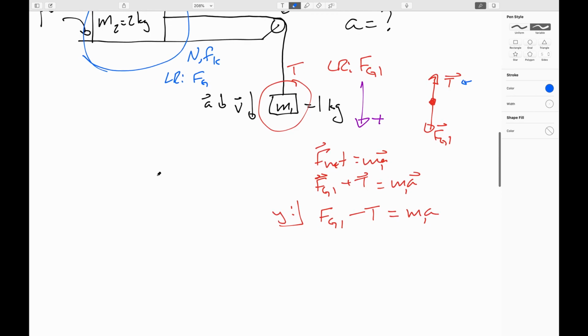All right, same deal. Let's draw a free body diagram for this. So we will have a force of gravity down, Fg2. We will have a normal force up. We will have a force of kinetic friction to the left since it's moving to the right. And we'll have a force due to tension in the string pulling to the right.